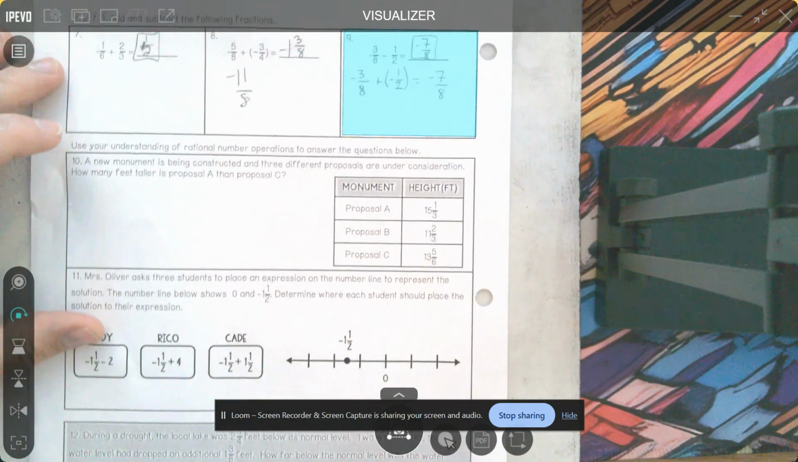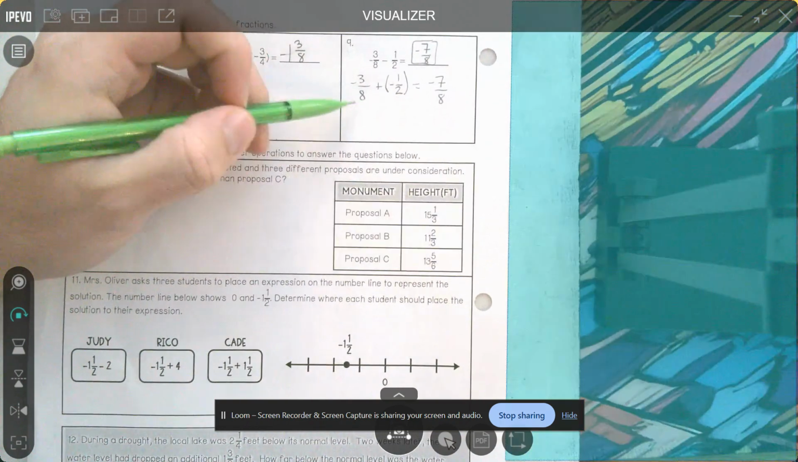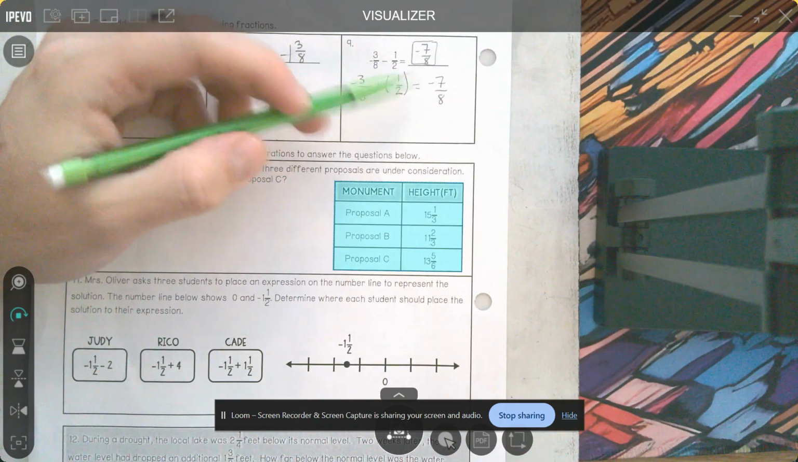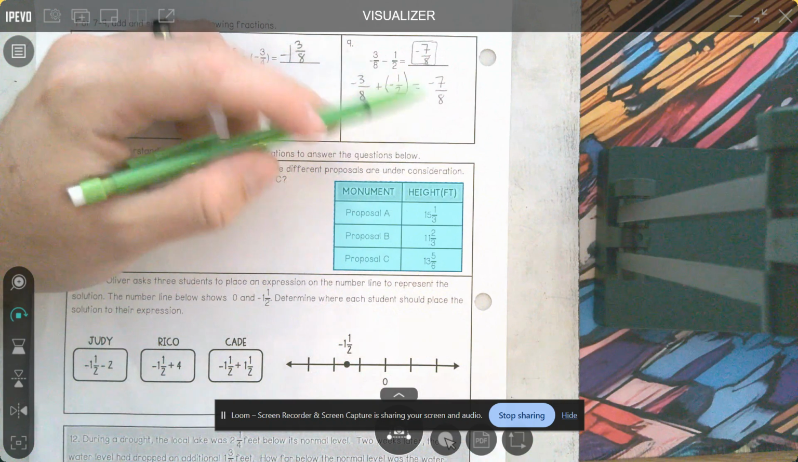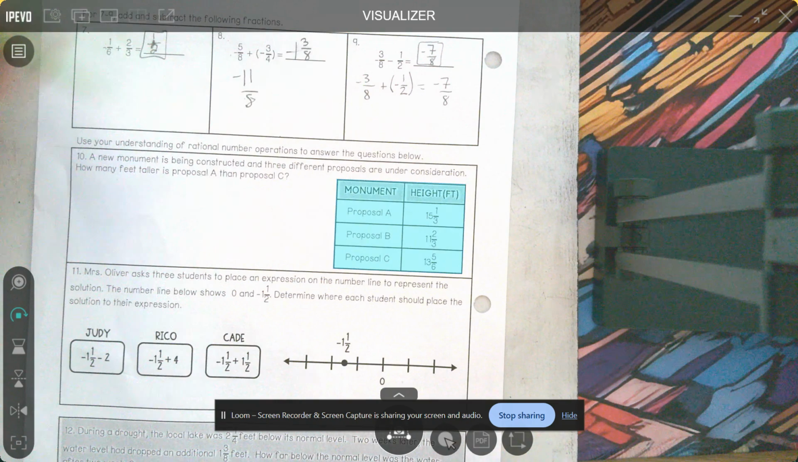All right, number 9, you should have added the opposite. We just rewrote first. Then we put that into our calculator, and you get negative 7 over 8. Make sure you're doing the calculator step with me to make sure you know how to do it.